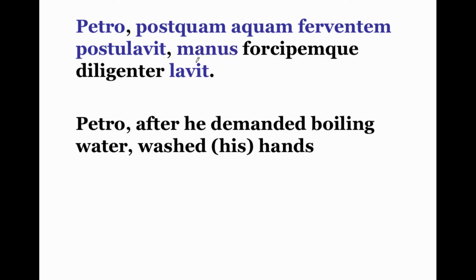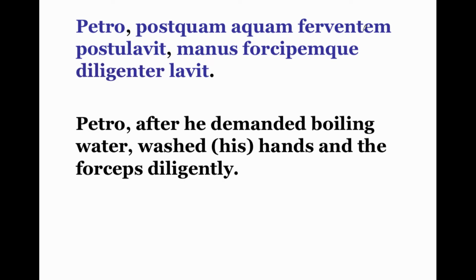He washed. What did he wash? Manus, his hands. This is an accusative plural of a fourth declension noun. If we had long marks, there would be one right here. Okay, so after he demanded boiling water, he washed his hands, and what else? The forceps, okay, obviously we get the English word forceps, comes from the Latin word forcipem there. How did he wash them? He washed them diligently, diligenter.